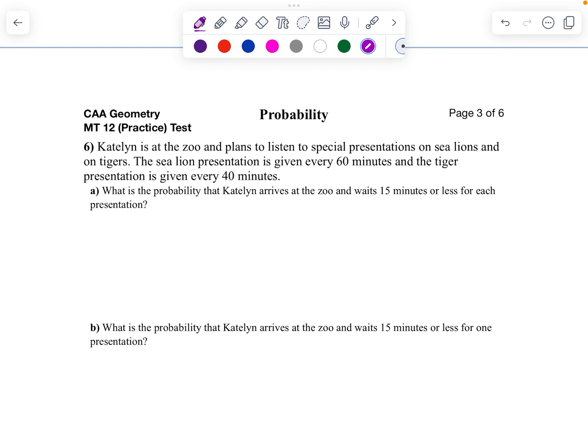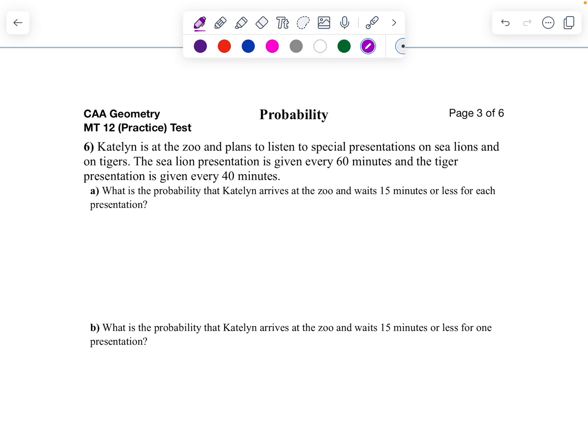Question 6 should look familiar. We had a problem on our seminar that was pretty much like this. This is the one where we're going to use geometry, the actual geometric probability, to find the answer. So Caitlin's at the zoo, and she plans to listen to a very special presentation on sea lions and tigers.